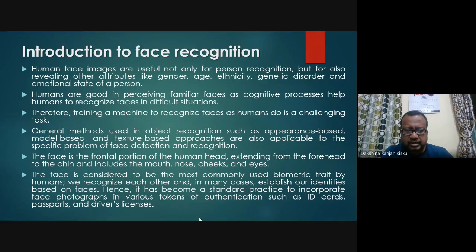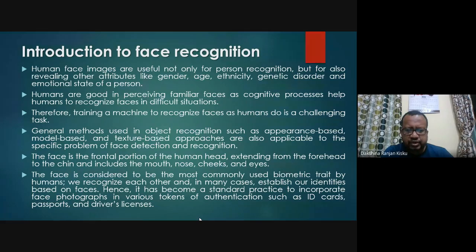Now, there are general methods used in object recognition, such as appearance-based methods, model-based methods, and texture-based approaches, which are also applicable to the specific problem of face detection and recognition. If we go through an image processing book, we will see there is a separate chapter on object recognition. Face recognition is nothing but a pattern recognition or object recognition problem. Therefore, the approaches and techniques used for object recognition or pattern recognition can also be applied to face recognition.